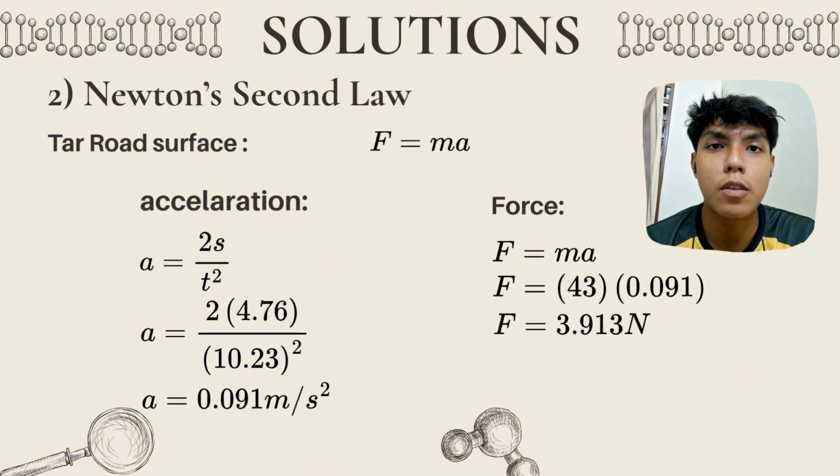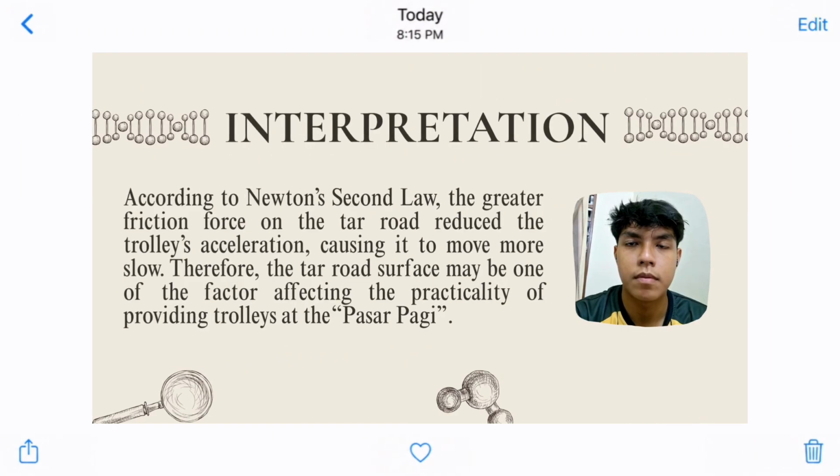Next, we calculate for the tar road surface. We substitute the values into the formula for acceleration. a equals 2 times 4.76 over 10.23 squared, and we get the answer a equals 0.091 meters per second squared. After that, we apply Newton's second law formula and substitute the values. F equals 43 times 0.091, and for the force we get 3.913 newtons.